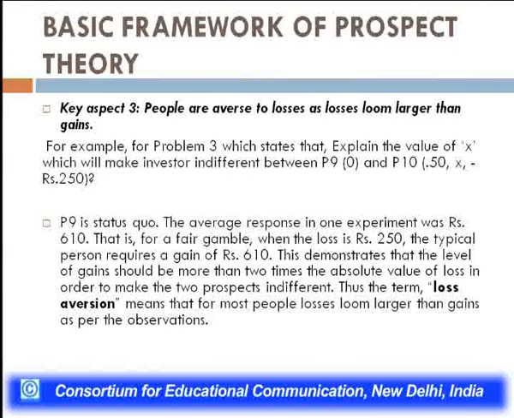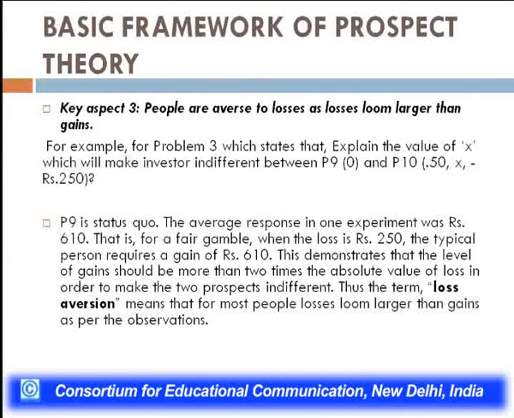The third key aspect of prospect theory is that people are averse to losses, as losses loom larger than gains. People do not want to take risk. Everybody wants to avoid risk and loss, because if there is a loss, we feel more hurt or more sad about it as compared to any gain which we see in our life.